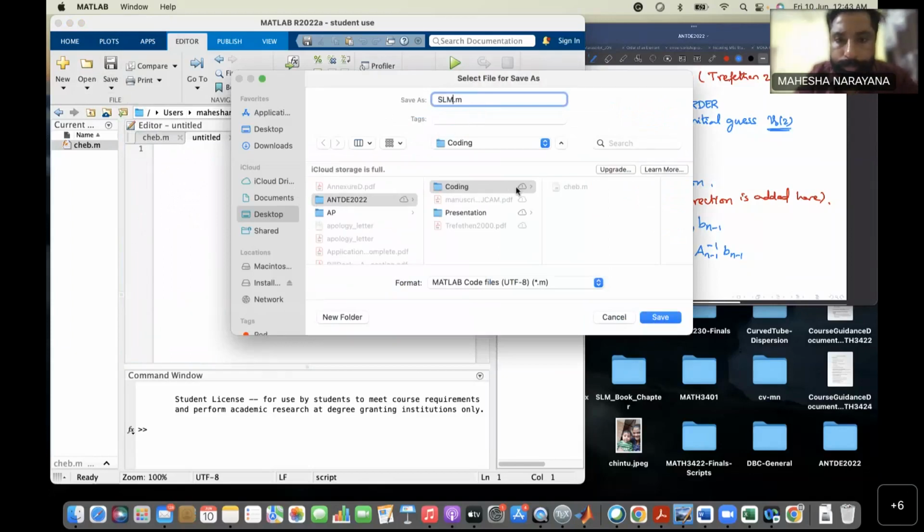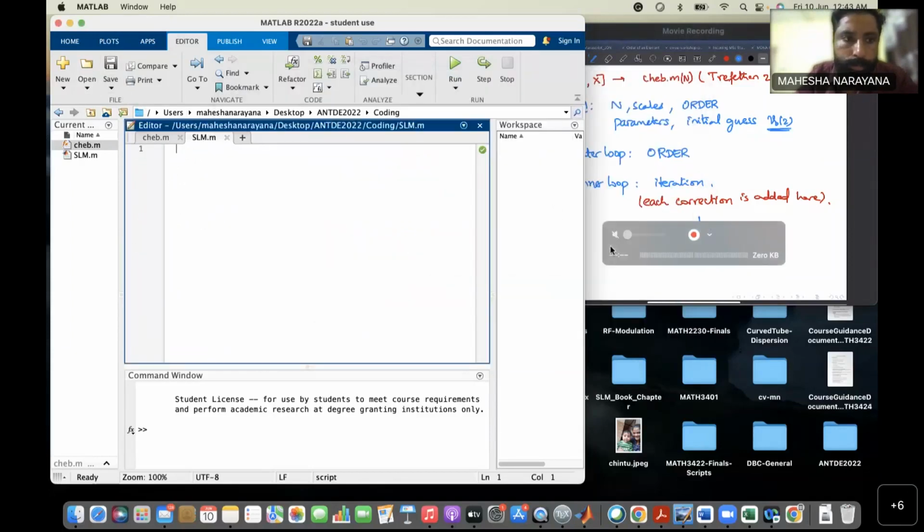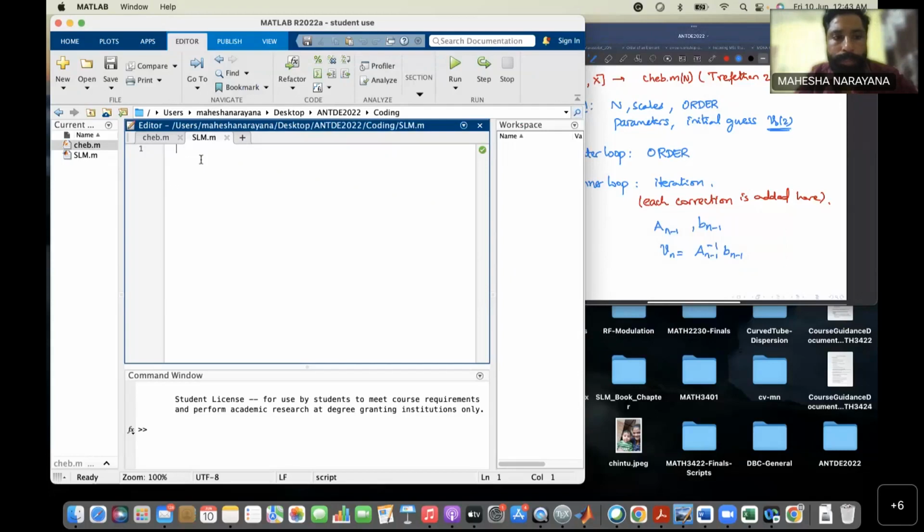So what is the first thing that we need to have? We need to define the number of collocation points. So let's say it's 20. I'll just write in comments. Okay, so that's line number 1.